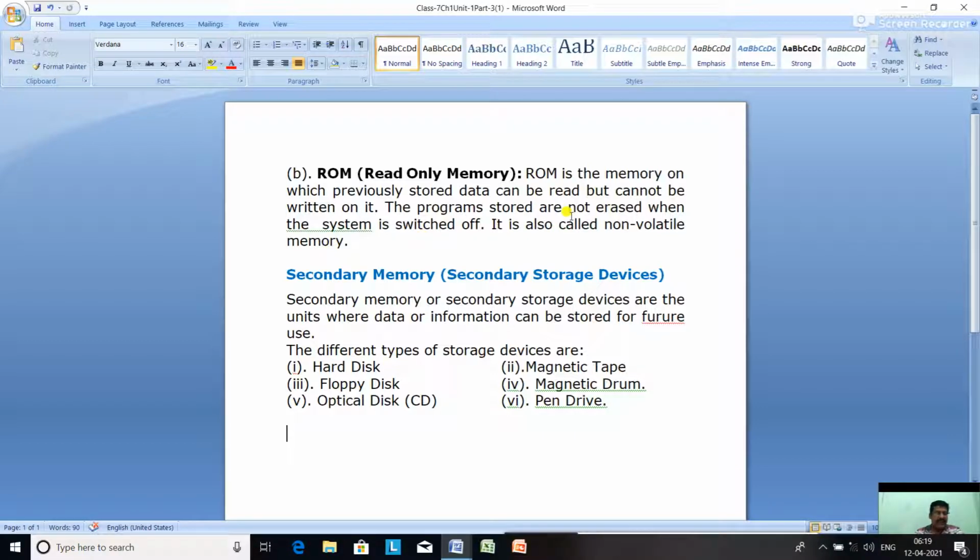It mainly contains BIOS. What is the full form? BIOS, Basic Input Output System. Bootstrap loader. CMOS. Full form of CMOS: Complementary Metal Oxide Semiconductor setup. And POST, Power-On Self-Test.